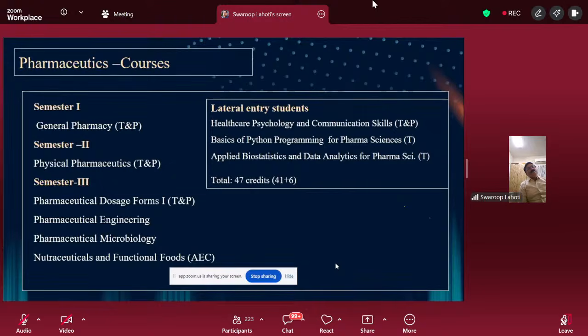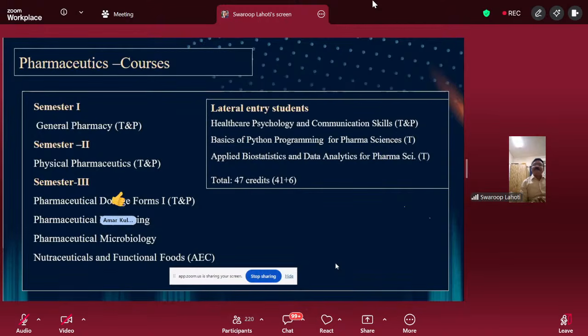Along with that, suppose there are students of lateral entry after completion of their diploma in pharmacy; 47 credits are needed. So 41 credits come from the diploma and 6 credits have to be taken by the students. That has to cover healthcare, psychology and communication skills, theory and practical, which needs to be covered by the lateral entry students.